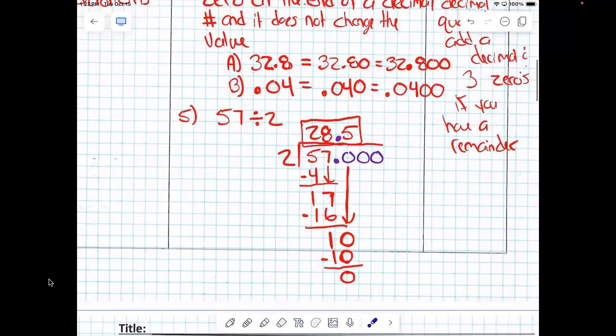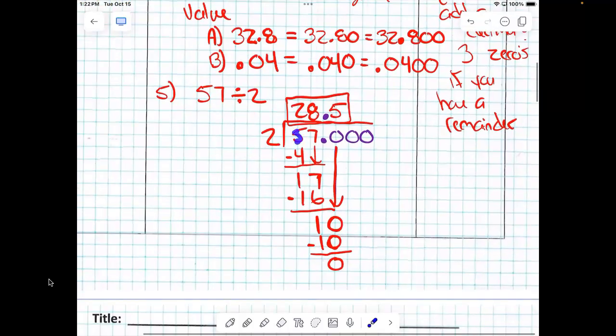Yes. Let's do this math problem really quick. It was 57 divided by 2 originally, right? Yes. Okay, so we said 2 goes into 5 2 times, right? Yes. 2 times 2 is 4. Subtract, I get 1. Bring down the 7. 2 goes into 17 8 times. 8 times 2 is 16, right? Yes. Subtract, I get 1.